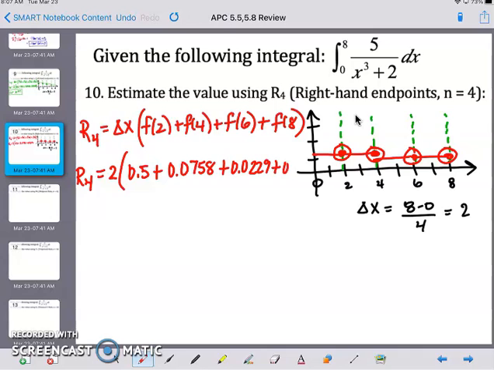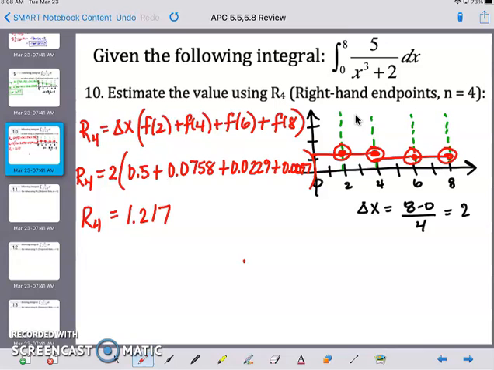Okay, so 0.0097. Okay, grab your calculators, add those together, and multiply by 2, and we get that our right-hand 4 rectangle approximation for this integral is going to be 1.217. Wow, quite a difference there between the left-hand and the right-hand approximations. So in this case, I would assume that L4 is giving us an overestimate because our function is decreasing, and R4 is giving us an underestimate because our function is decreasing.